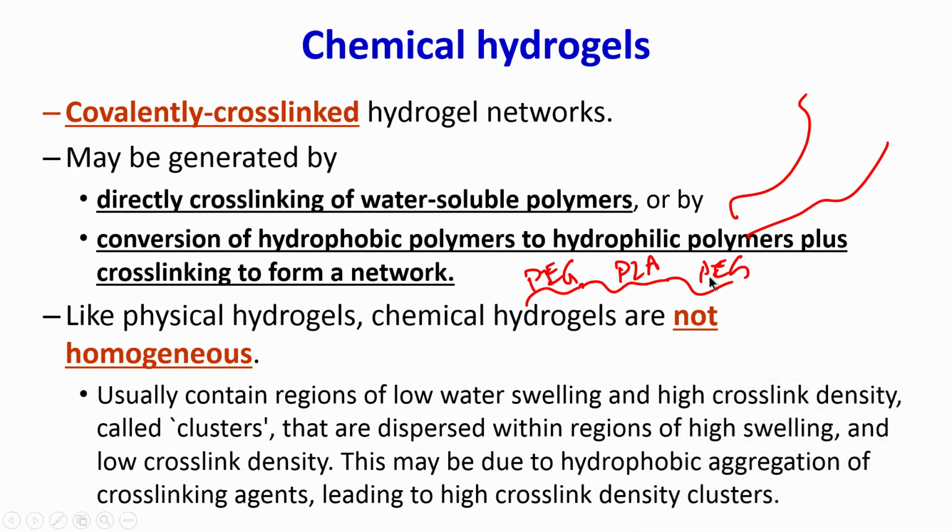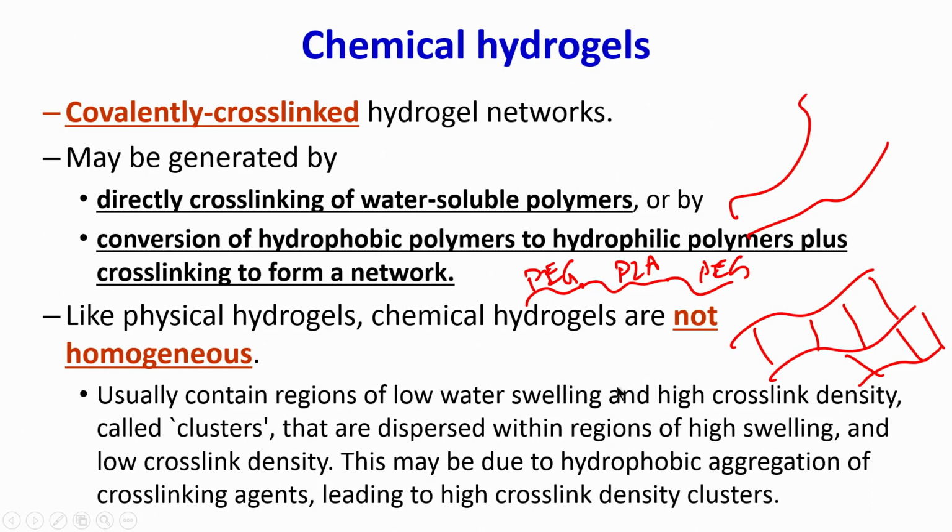So, like physical hydrogels, chemical hydrogels are not homogeneous. They are somewhat more homogeneous than the physical hydrogels, but even then you can imagine, let us say, if I had these long polymer chains and I have these cross linkers that are being used to cross link them, and depending on the local concentration of the cross linker, you may have certain micro domains which are heavily cross linked, whereas the other portions may not be as cross linked. So, there might still be inhomogeneity present in the system.